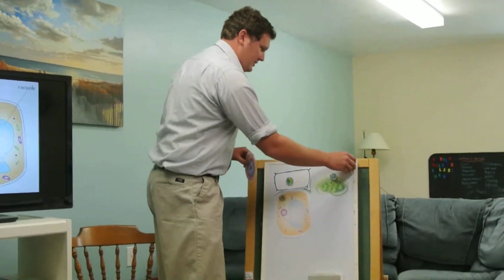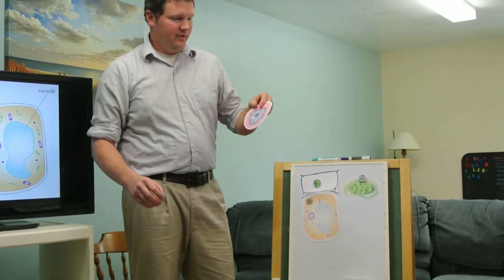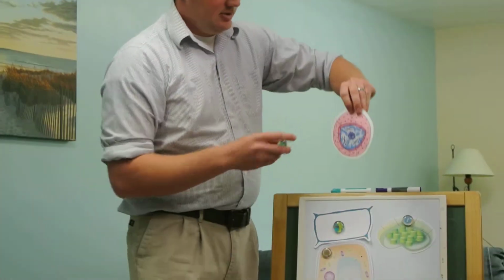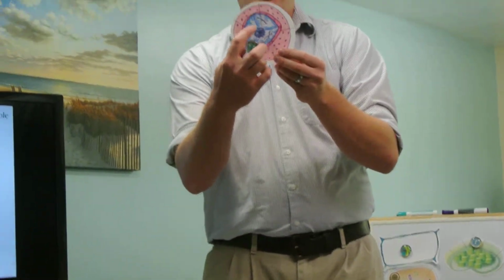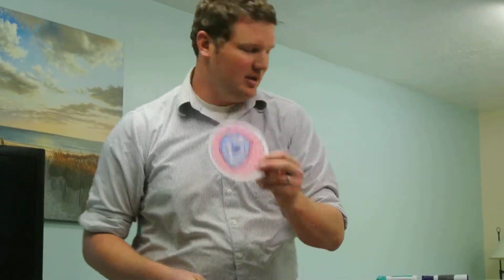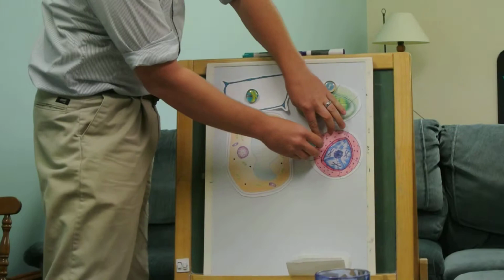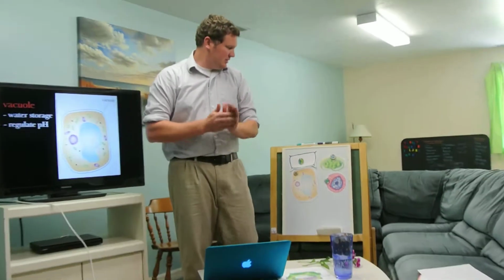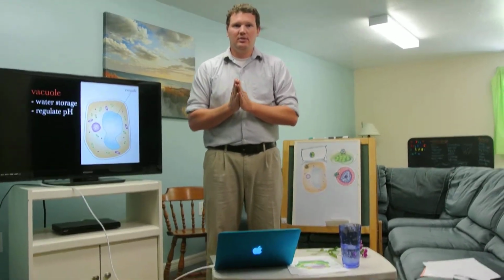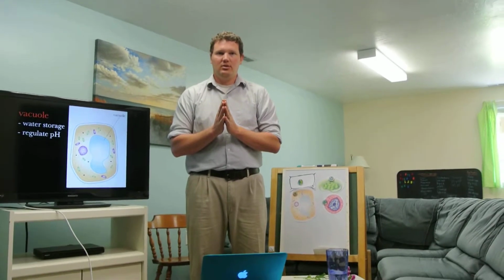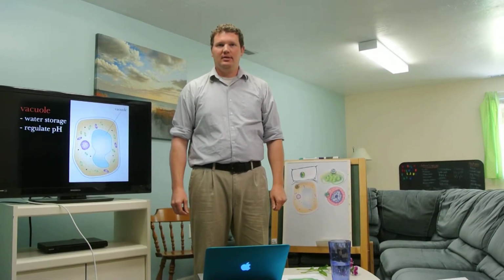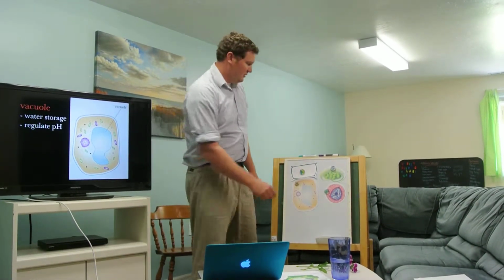Okay. Number 4. What is our fourth part? The nucleus. What do you find in the nucleus? What are these little things that look like X's? What are those? DNA. Excellent job. So what is the DNA used for? I don't know. Okay. Well, this is a good review.